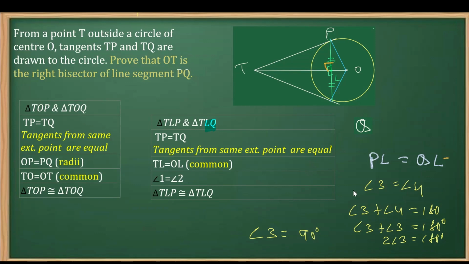So I can say from here, if I mark this as 1 and this being 2, we can say that this line OT is the perpendicular bisector of PQ.